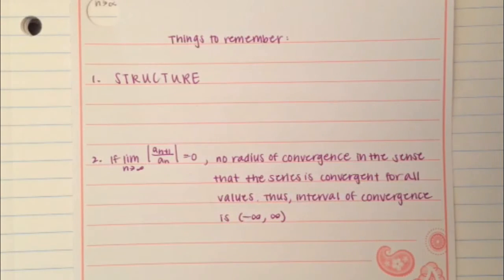So here are some things to remember. I feel like with this problem, the most important thing is structure, because with structure, you can figure out the general terms of all their Taylor and Maclaurin series. And the second thing to remember is that when doing the ratio test, if the limit as n is approaching infinity of the absolute value of a sub n plus 1 over a sub n equals 0, that means that there's no radius of convergence in the sense that the series is convergent for all values, and so therefore the interval of convergence is negative infinity to infinity.